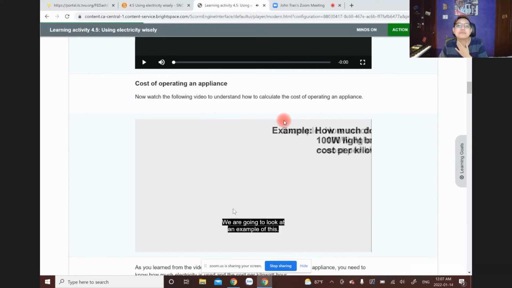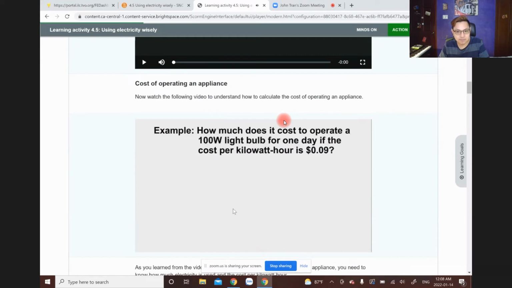We are going to look at an example of this. How much does it cost to operate a 100-watt light bulb for one day if the cost per kilowatt hour is 9 cents? We're going to start by looking at all of the numbers that we've been given, and make sure that they are in the correct units, remembering that when we're looking at the electrical energy, we're looking at kilowatt hours.